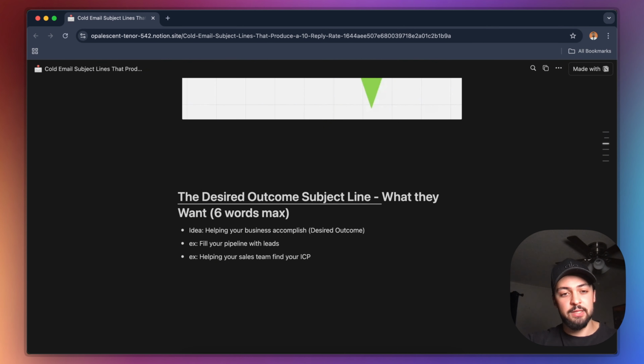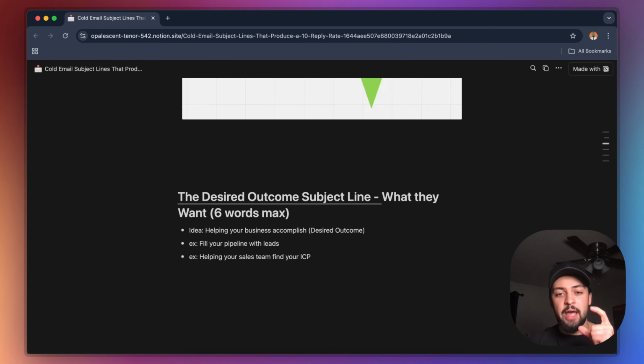And there's different ones, and I'll explain this right now. But the first one is the desired outcome subject line, which is essentially what they want out of your product or service. And with all these subject lines, you have to keep it max 6 words, 5 to 6 words. The shorter, the better, because ultimately, if you have a long subject line, it's going to get cut off and they're only going to see the first couple words. So just keep that in mind with everything I'm explaining.